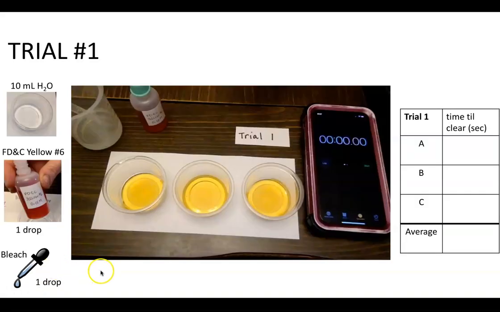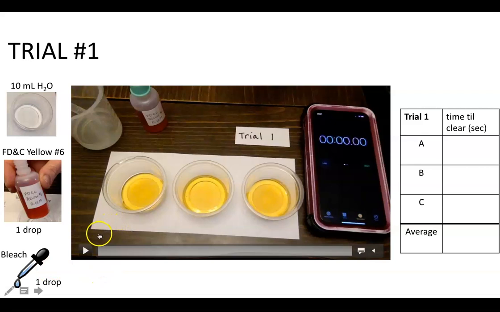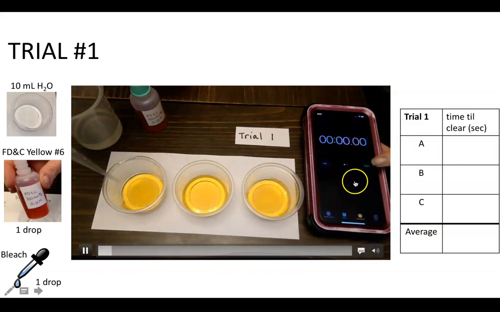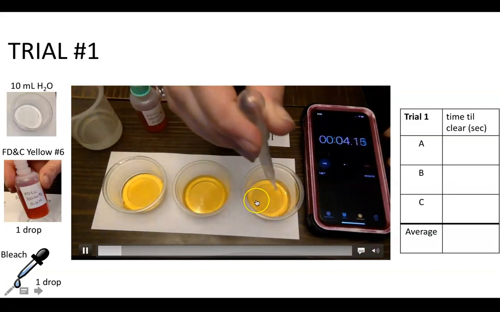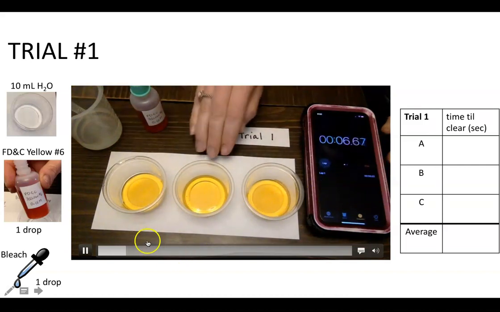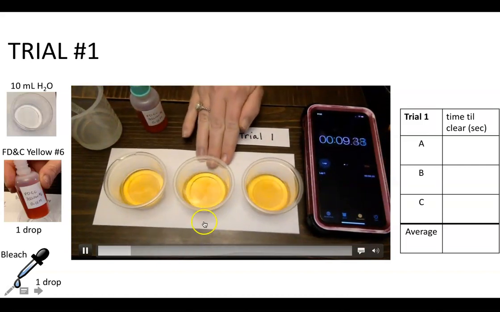So, trial 1. So I'm going to play the video here. You'll see trial 1, and this is just a guide showing you what trial 1 consisted of. It was 3 containers of 10 milliliters each, 1 drop of food coloring, and 1 drop of bleach in each of these. So I'm going to actually play this and narrate as I go. So this is trial 1. Oops. So I start the timer right as I'm adding the drop. So 1, 1, 1 drop. So it took me about 4 seconds to do that, but we'll call it even.